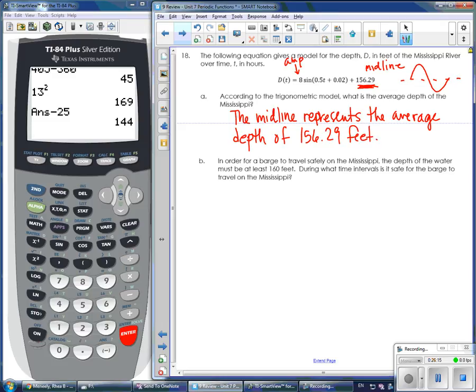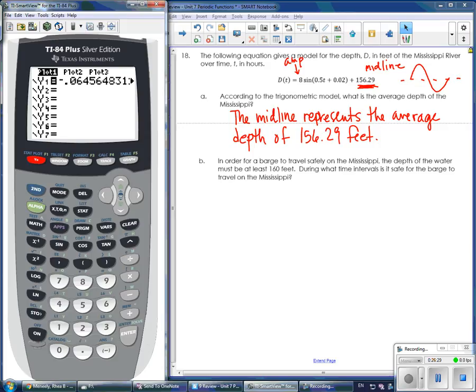In letter B, it says, in order for a barge to travel safely on the Mississippi, the water needs to be at least 160 feet. During what time intervals is it safe for the barge to travel the Mississippi? Okay, so in this case, let's go ahead and plug our equation into y equals. If you notice, I've got a plot highlighted, so if I push my arrow up and press enter, it'll turn the plot off, and I'm going to need to do that before I enter my function.